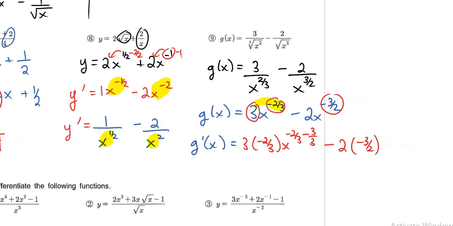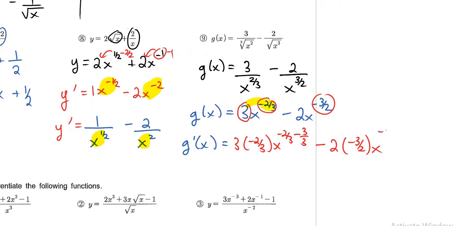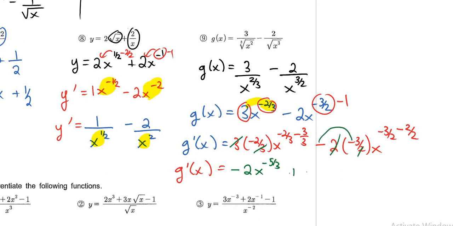Starting to run out of space here. X to the negative 3 over 2, and then I need to subtract 1 there, which is the same thing as minus 2 over 2. And finally, hopefully we can clean this up now. If I clean the problem up, this 3 and that 3 will cancel off, giving you a negative 2 x to the negative 5/3. This 2 and that 2 will cancel off. This minus and that negative 3 will give me a plus 3 x to the negative 5/3 again.